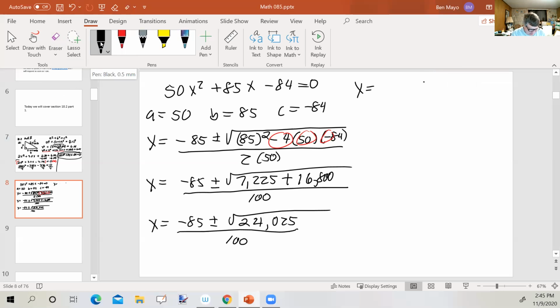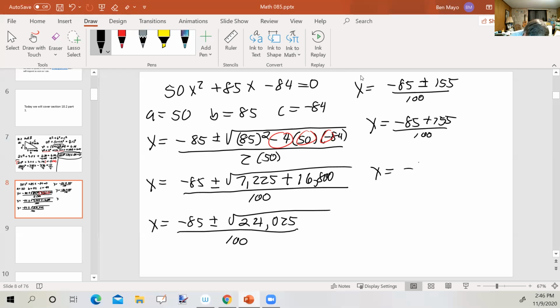Okay, so let's find the square root of 24,025. Yes, it's a nice number. Negative 85 plus or minus 155 over 100. Here we go. All right, now we're ready to split it up. So we've got X is negative 85 plus 155 over 100, or X is negative 85 minus 155 over 100.